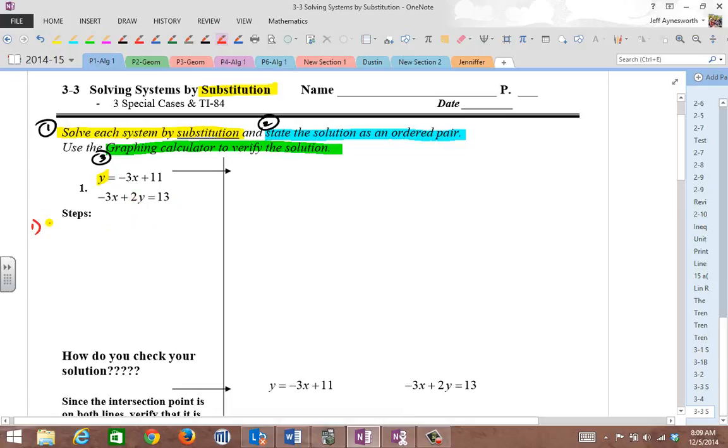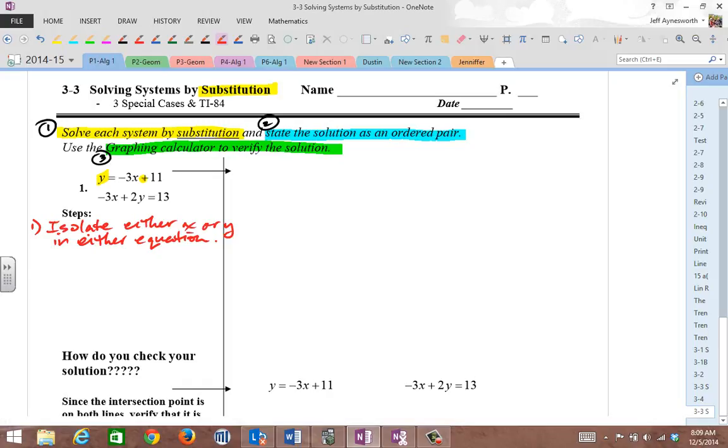The first general step, and let's put them on the left here in red, big and bold so they stand out, is to isolate either the x or y variable. Isolate, get by itself, either x or y, in either equation. If one of the variables is not isolated, you need to isolate it, and always pick the one with a coefficient of 1. We'll talk about that throughout the exercises, and we'll determine which variable is the easiest to isolate in which equation.